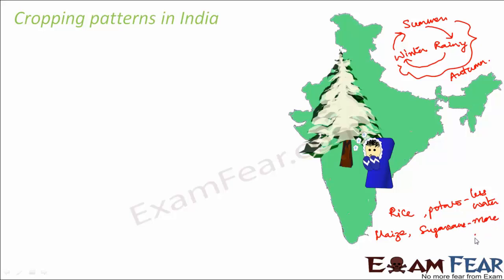So the requirement of water, the requirement of sunlight, everything varies from plant to plant. So if there are plants which need more water, it is better to grow them in rainy season, because in rainy season they will get more water. If there are plants which need less water but need more sunlight, it is better to grow them during summer season. So depending upon the requirement of the crops, they should be grown during different seasons.